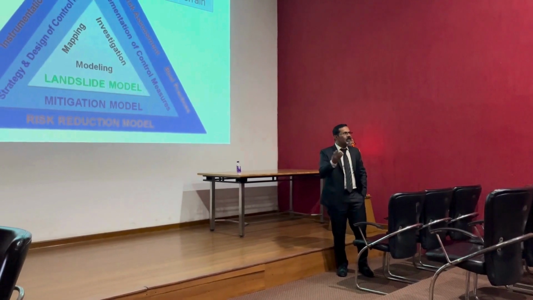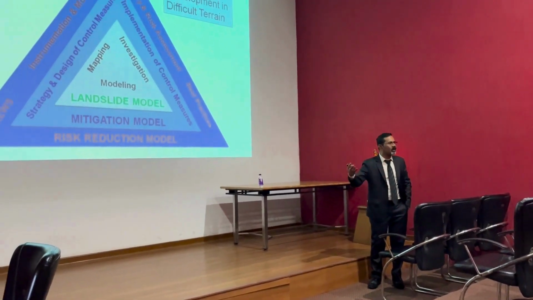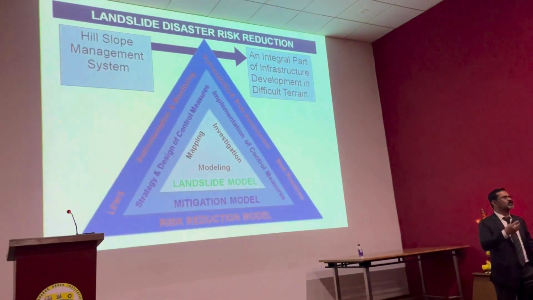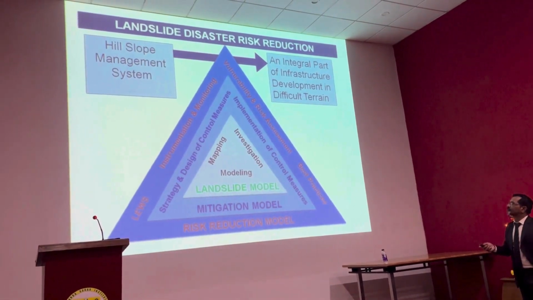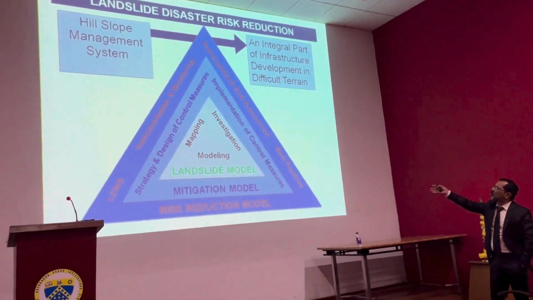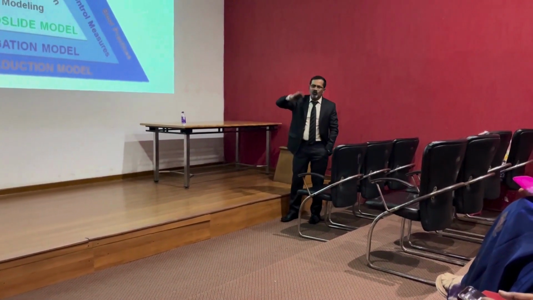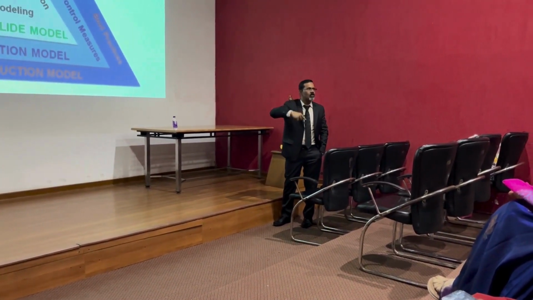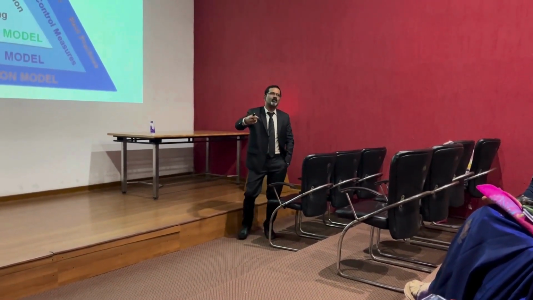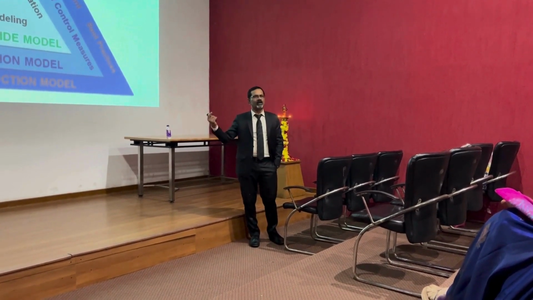So with this sort of combinations, you optimize the solution for making it stable, making it a developed hill slope, or putting some infrastructure on it. And the second is mitigation model, what I was telling about, the control measures or implementation of control measures. And finally, when you make it stable, still you have to measure it, whether I am successful or my optimization has some problem or my design has some problem. So you have to monitor it.